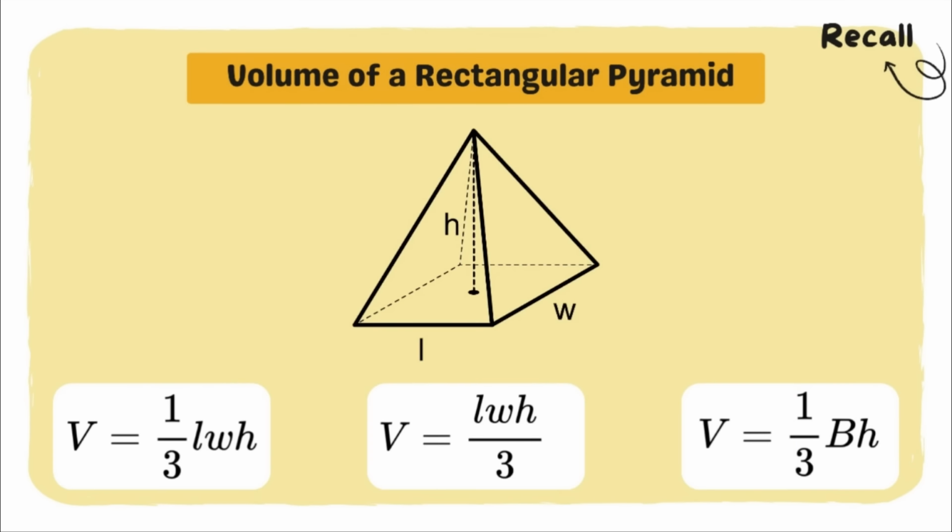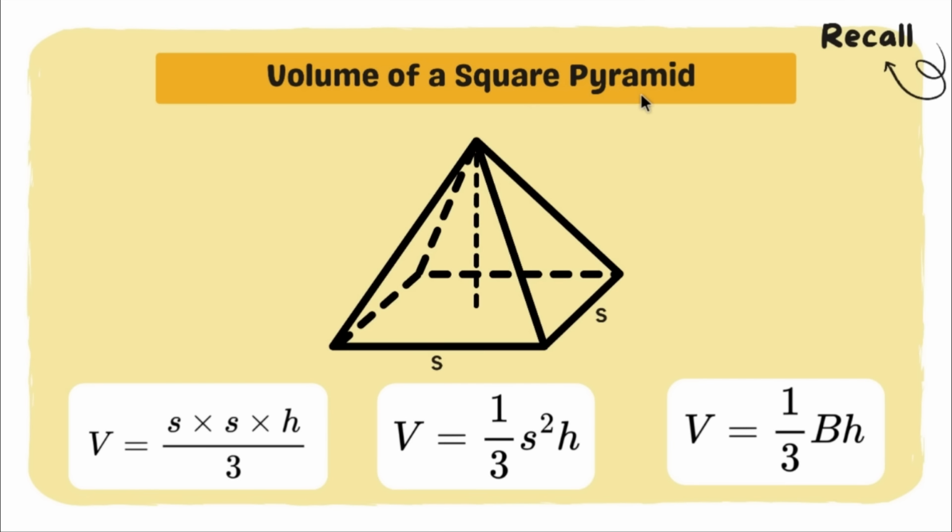Okay, so now after all those explorations, we were able to arrive at this formula. The volume of a rectangular pyramid is equal to 1/3 times length times width times height, or length times width times height divided by 3, or in short, we can just say 1/3 times the base area times the height. Alright? And it also applies to our square pyramid.